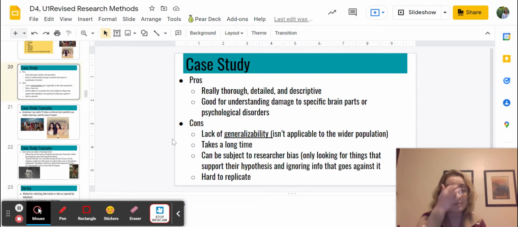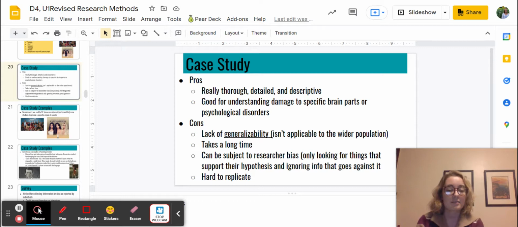They also take a long time. You're observing this person for a long time. So it's timely. You're not going to get your results right away. It could be subject to researcher bias, in which the researcher is only looking for things that can support their hypothesis and might be ignoring things that go against it. It's also hard to replicate.